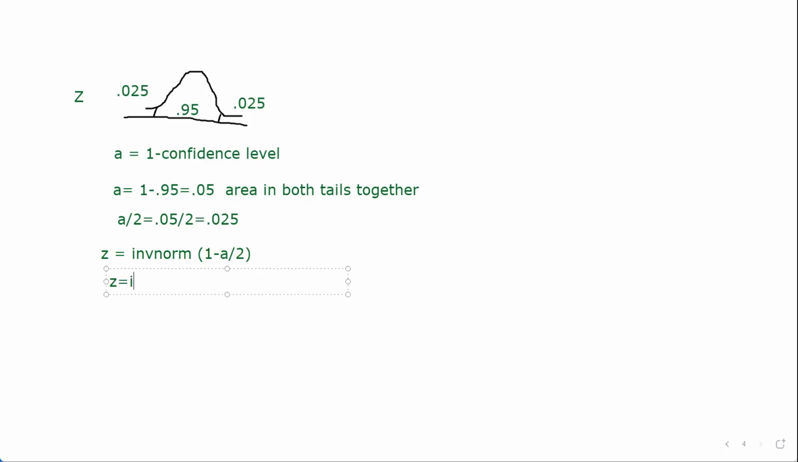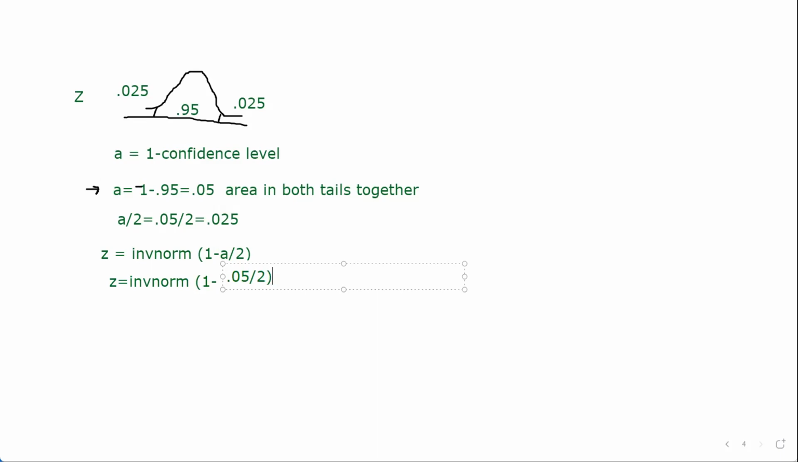So there it is. This is inverse norm. This is going to be 1 minus alpha. Remember, your alpha is not 95. Your alpha is 0.05. That step you do have to do. You have to do this first step, because I have to know what alpha is. Okay, so this is 1 minus 0.05 divided by 2.